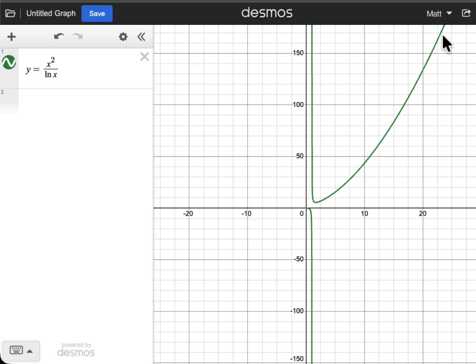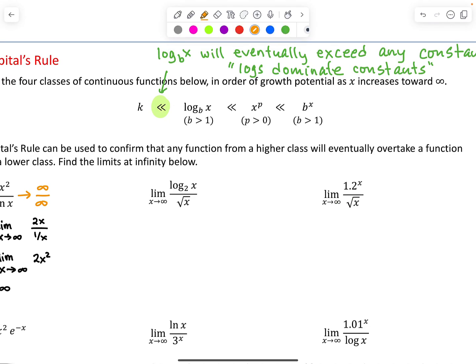This middle example, we have a log class with a base greater than 1 divided by x to a power, x to the 1/2 specifically, so that's in this class. But this time it's the dominating function that's in the denominator. That denominator will grow faster toward infinity than the numerator will, in such a way that the overall fractions themselves will shrink to 0. But now let's see how L'Hopital's rule helps us.